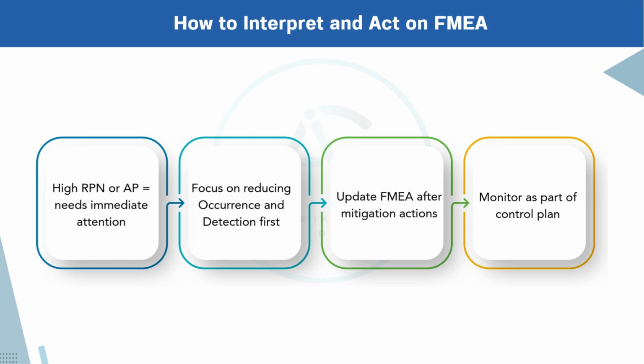Not revisiting FMEA post-improvement. Once improvements are implemented, many teams forget to update their FMEA, but this is essential. You need to recalculate RPN or reassess action priority based on the new process conditions to verify whether the risk has actually reduced.